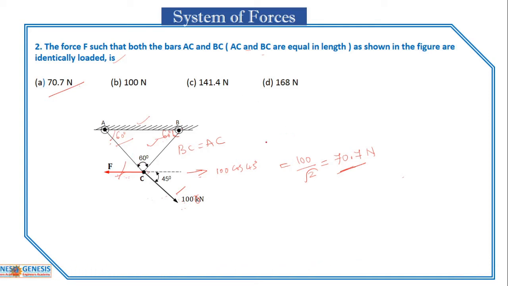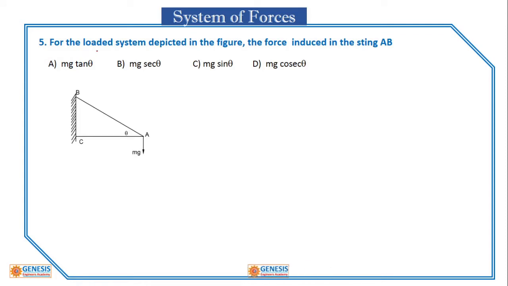Next one is, for the loaded system depicted or assumed in the figure, the force induced in the string AB is. So AB, what is the force acting on that AB? That is due to force mg, that is the weight. Okay, so if I draw a horizontal line on this one, this I call one axis, and I extend this line. Okay, so opposite angles are equal, that is theta.